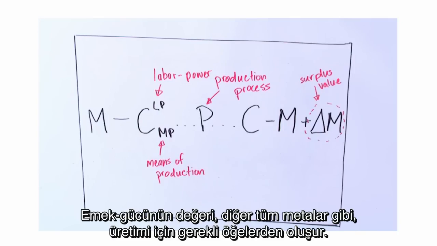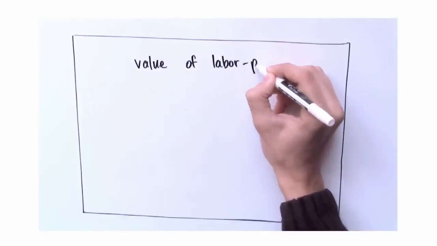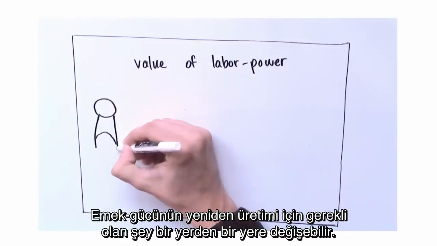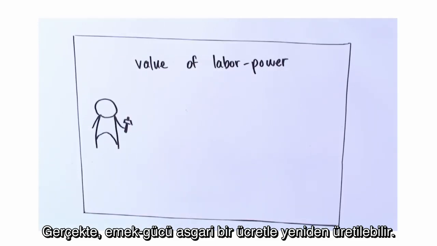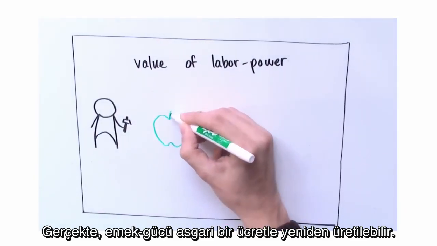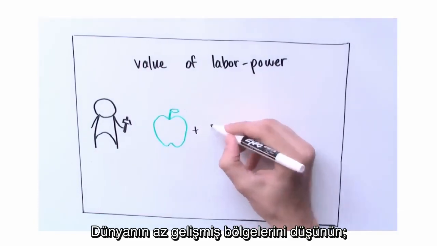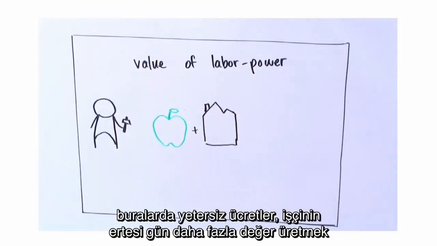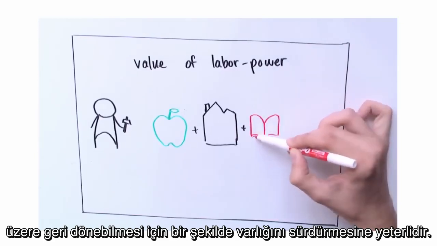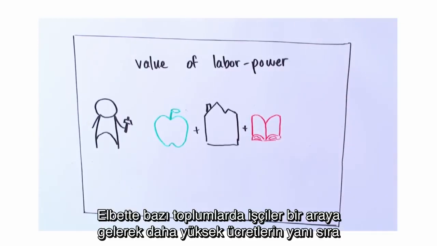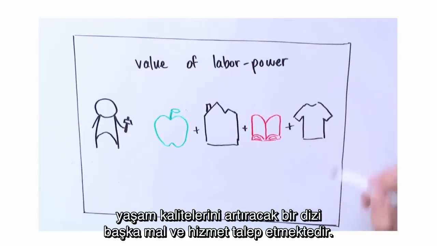The value of labor power, like all other commodities, consists of the items necessary for its production. What is necessary for the reproduction of labor power can vary from place to place. In reality, labor power can be reproduced on a bare minimum compensation. Think of underdeveloped parts of the world, where meager wages are just enough to sustain some kind of existence for the worker, so that he or she can return the next day to produce more value. Of course, in some societies, workers have come together to demand higher wages, as well as a slew of other goods and services to improve their quality of life.